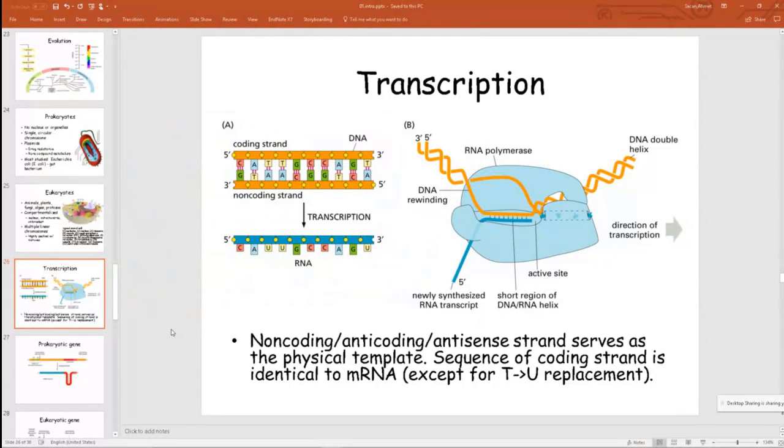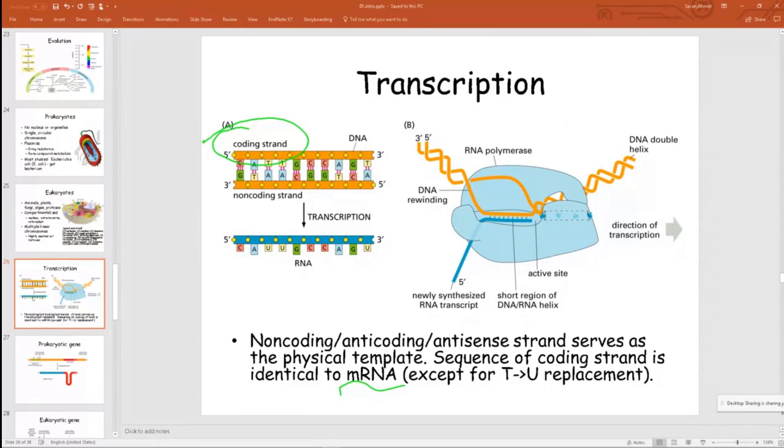Okay, so then the coding strand is identical to the mRNA molecule that's being produced, but the coding strand is not a physical template. There's no physical interaction with the RNA being produced. Yes. So when you do the specifics in terms of the coding strand, right? Yes. Okay.